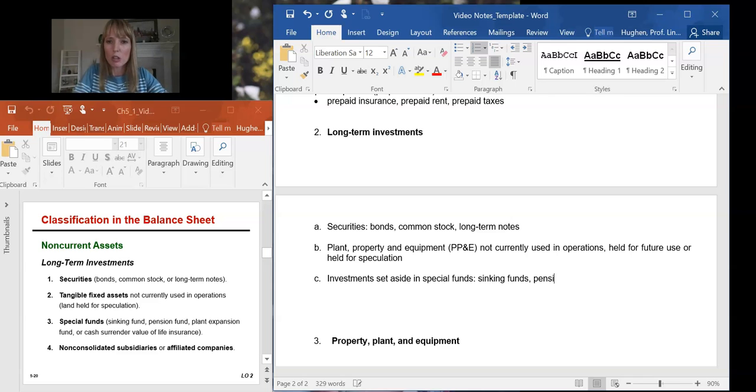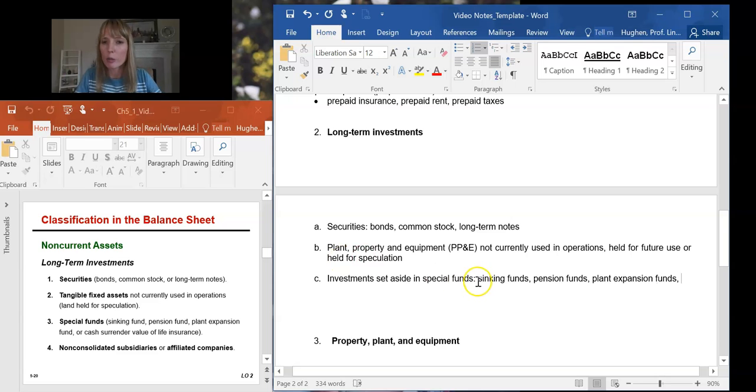Another type of investment is called pension funds. These are when the company has promised its retirees pension benefits, and all along the time that the employee is working, the company should be reserving or stashing away some cash to have for that payout for when that employee does retire. Another type is called a plant expansion fund, and that's exactly what it sounds like. Kind of like with a sinking fund, when a company has to pay off a bond, it might stash away some cash. When a company is planning on acquiring a lot more plant, property, and equipment, that's a big cash outlay, so it might be saving up the cash in advance.